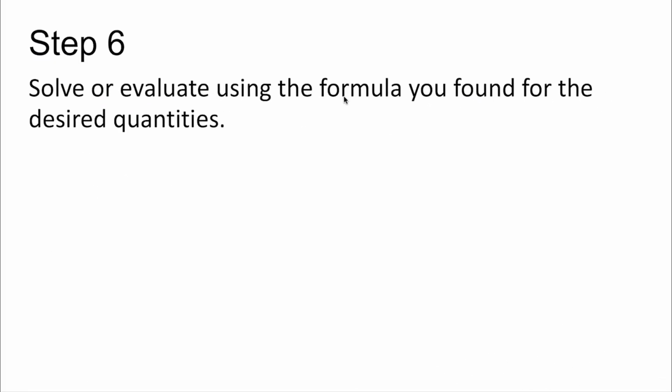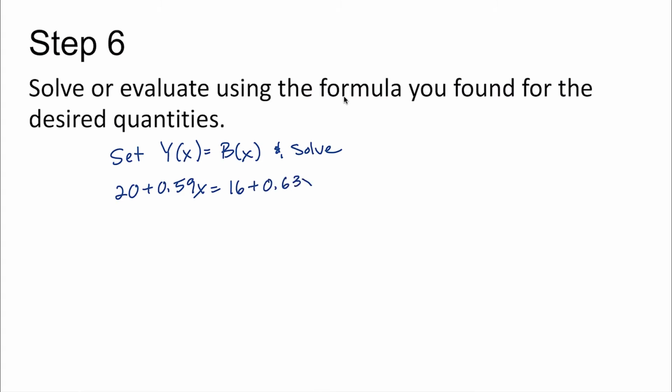Now let's look at step 6. We need to solve or evaluate using the formula you found for the desired quantities. In this case, we want to find the intersection point, so we'll set y of x equal to b of x and solve. We'll take the function 20 plus 0.59x and set it equal to 16 plus 0.63x. To solve this, we want to get all of our x's to one side, so I'll subtract 0.63x from both sides.